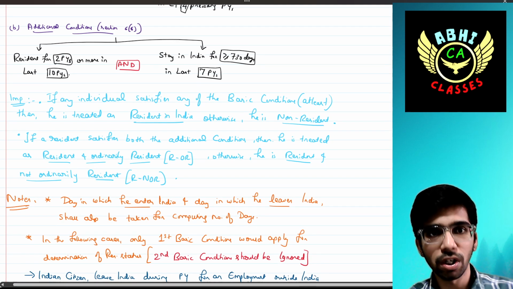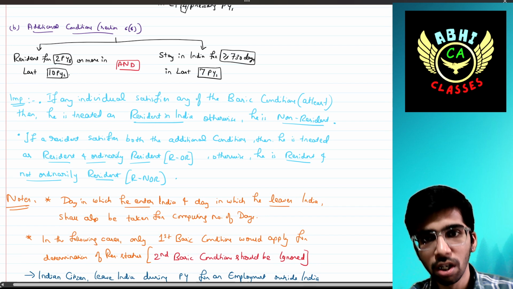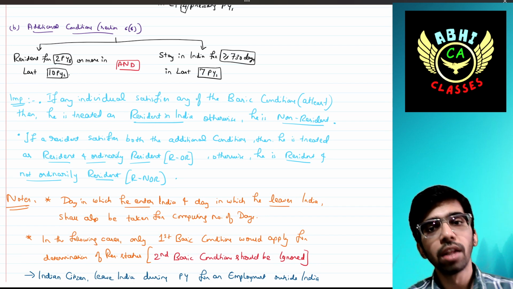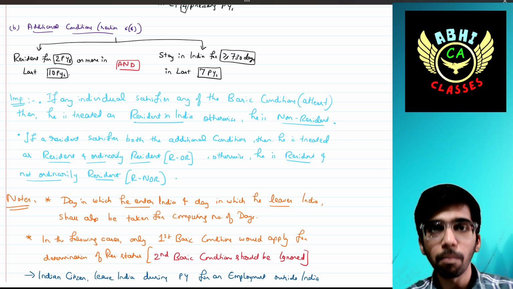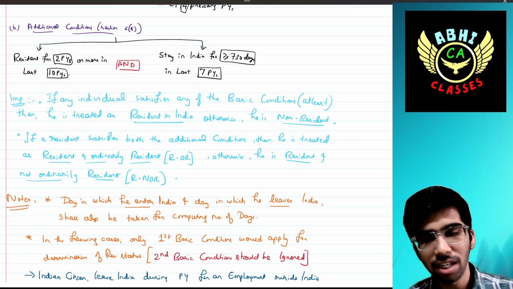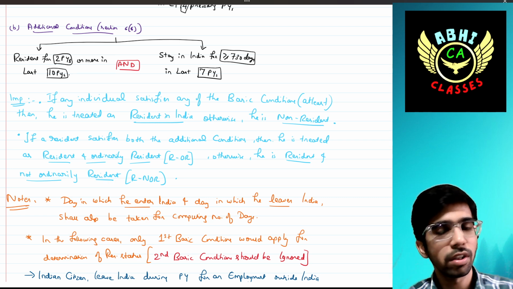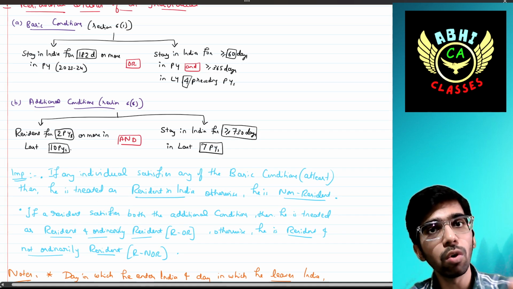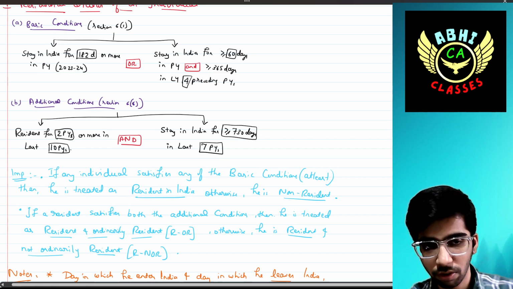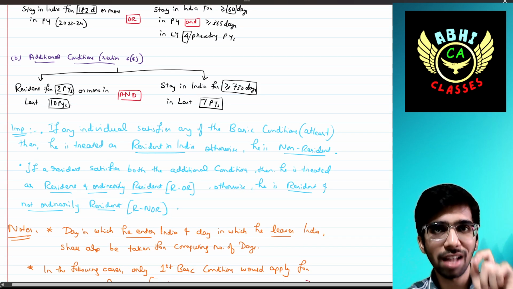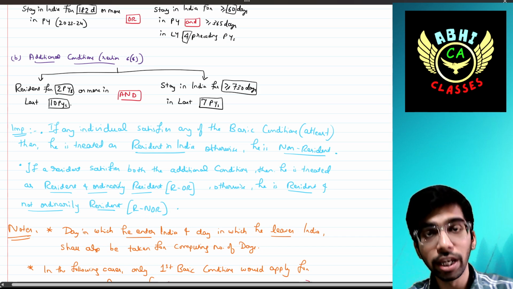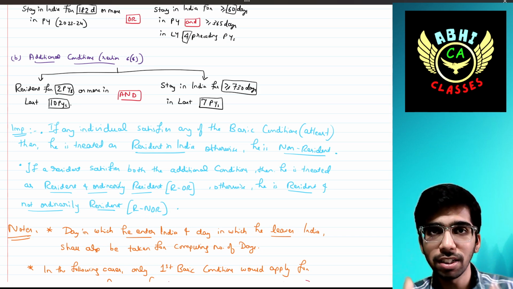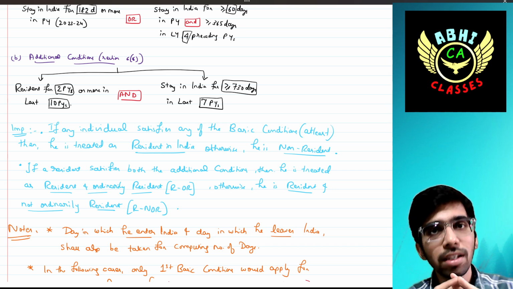If a resident satisfies both the additional conditions, then he is treated as resident and ordinarily resident. Otherwise, he will be treated as resident but not ordinarily resident. That's it. If he satisfied both the additional conditions, what are the additional conditions? 2 out of 10, 730 out of 7 years. Then he will be treated as R and OR in short. Otherwise, he will be treated as R and NOR. What is the difference? We will see in the scope of income section.